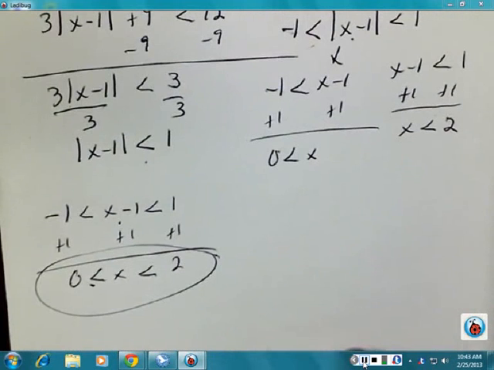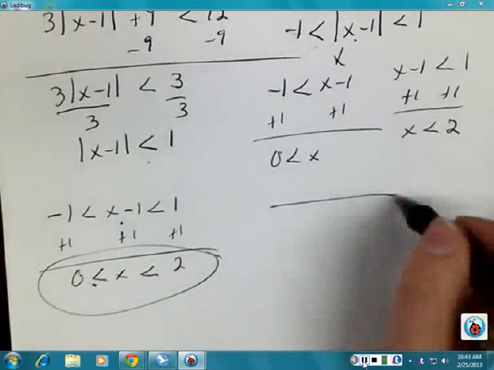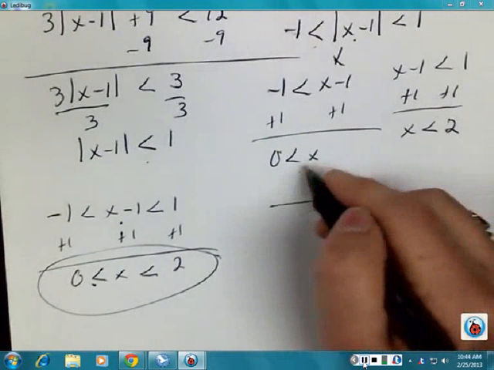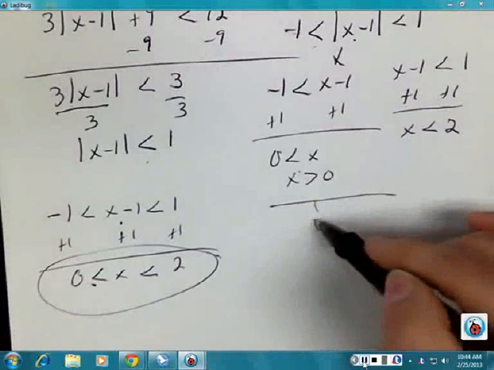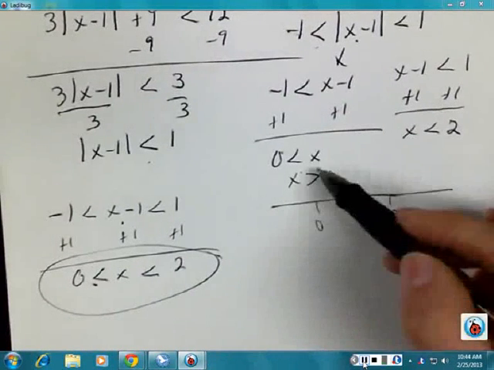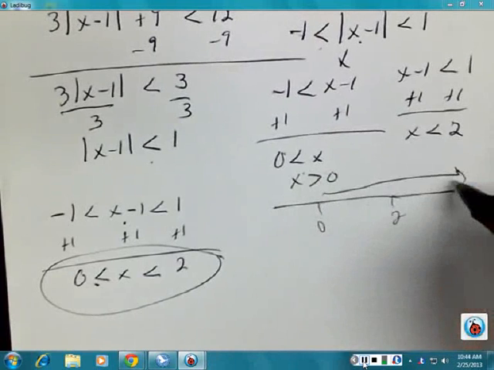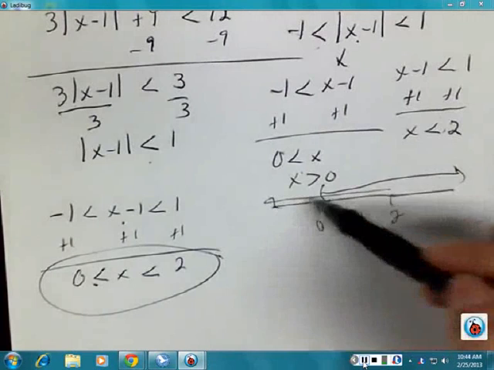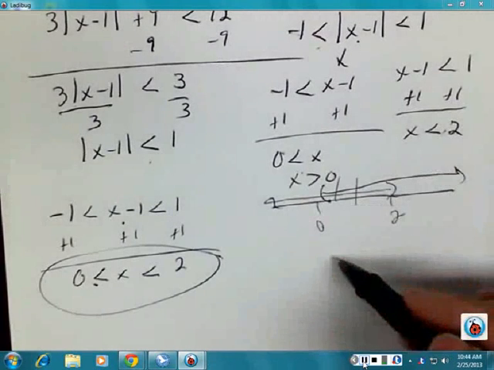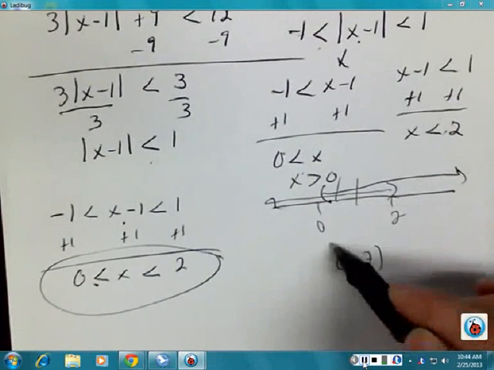Okay. Finishing this one, reverse this part, so it's going to be x is greater than 0. So it's going to be this way, parenthesis. The 2 is going to go the opposite way, parenthesis. So my answer is 0 to 2 with parentheses.